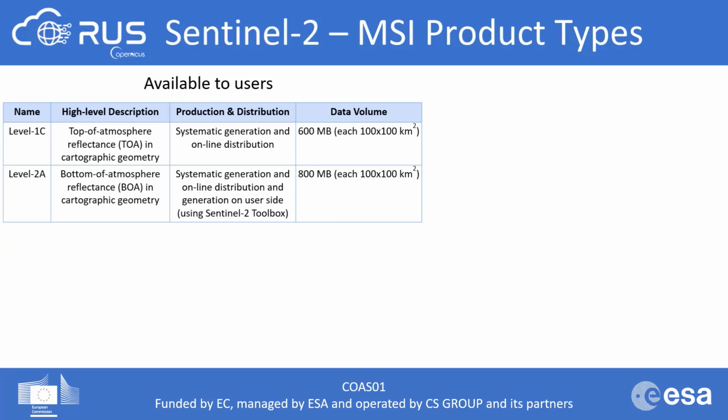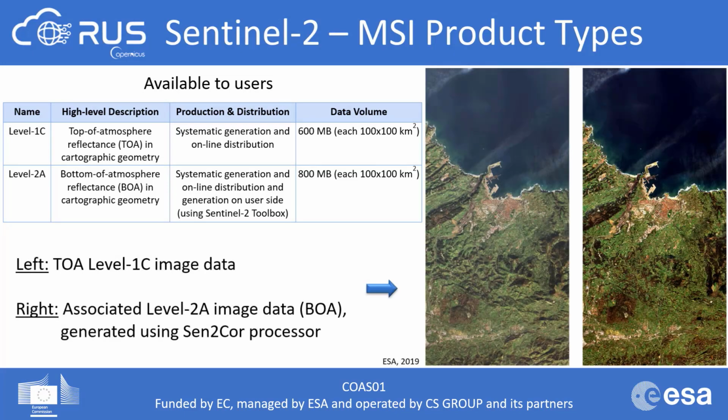Basically, level 2A derives from level 1C products, and the user can generate it by applying the Sen2Cor processor on a level 1C product. Here on the two images, you can see on the left how a Sentinel-2 level 1C image looks like and how the associated level 2A image looks like on the right, which is atmospherically corrected.